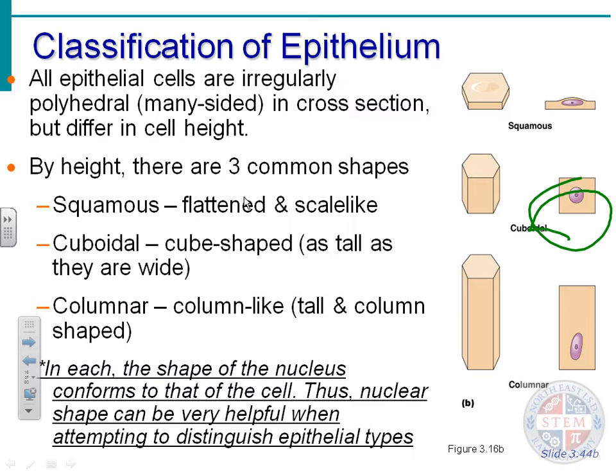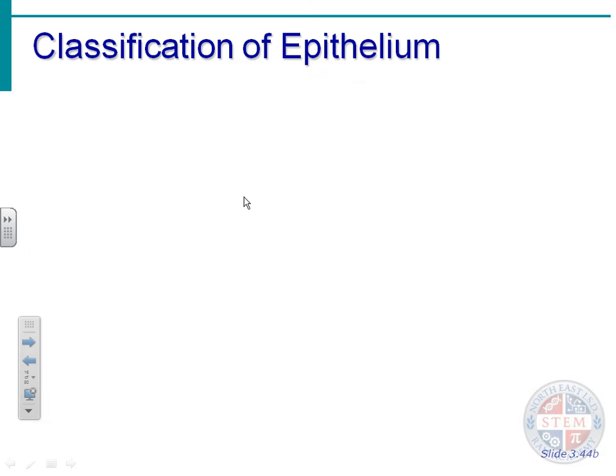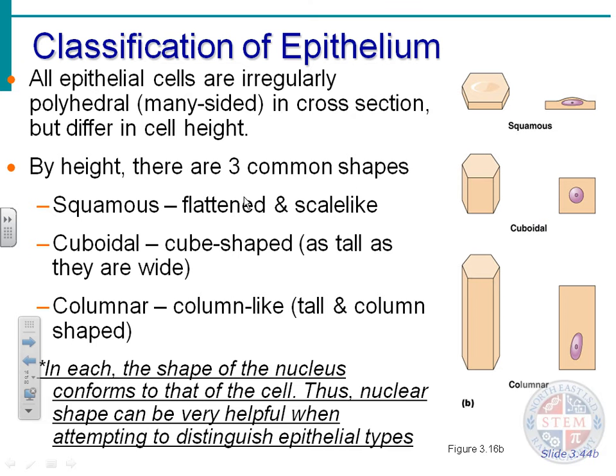Cuboidal is a square shape, right? So it's a nice cube, and this is not a plant cell, it's a human cell. The cuboidal cells are as tall as they are wide. And so if you take the cuboidal cell and you stretch it, you get columnar. And if you take the cuboidal cell and you squish it, it is squamous.